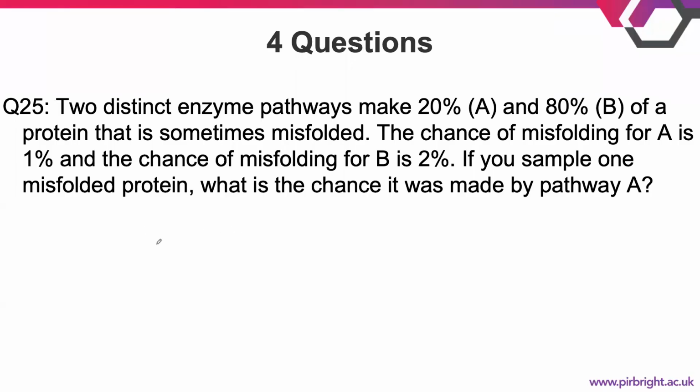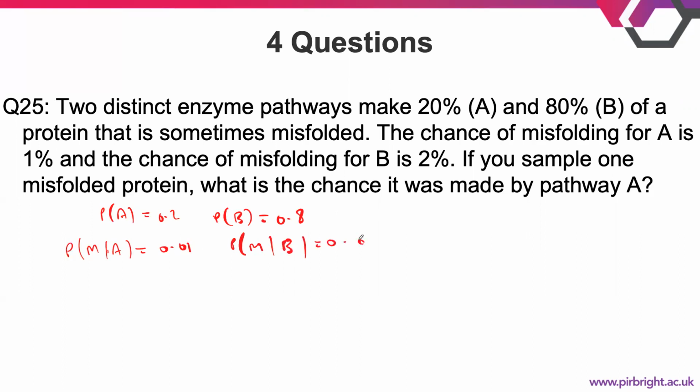So here we have the probability of A is 0.2, the probability of B is 0.8. Probability of being misfolded by A is going to be 0.01. Probability of being misfolded, given that it is B, is 0.02. If we sample one misfolded protein, what's the chance that it's made by pathway A? So that's the probability that it is made by A given that it's misfolded.